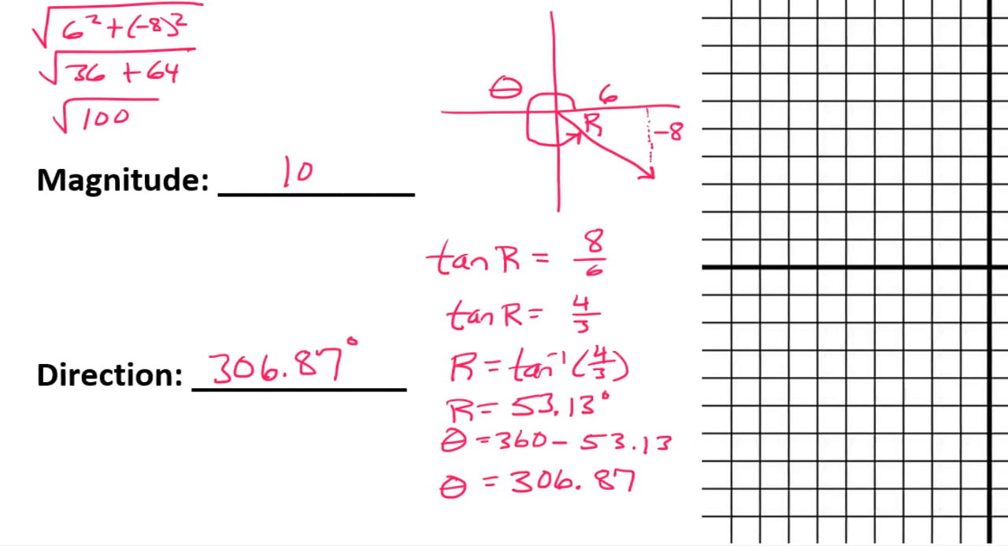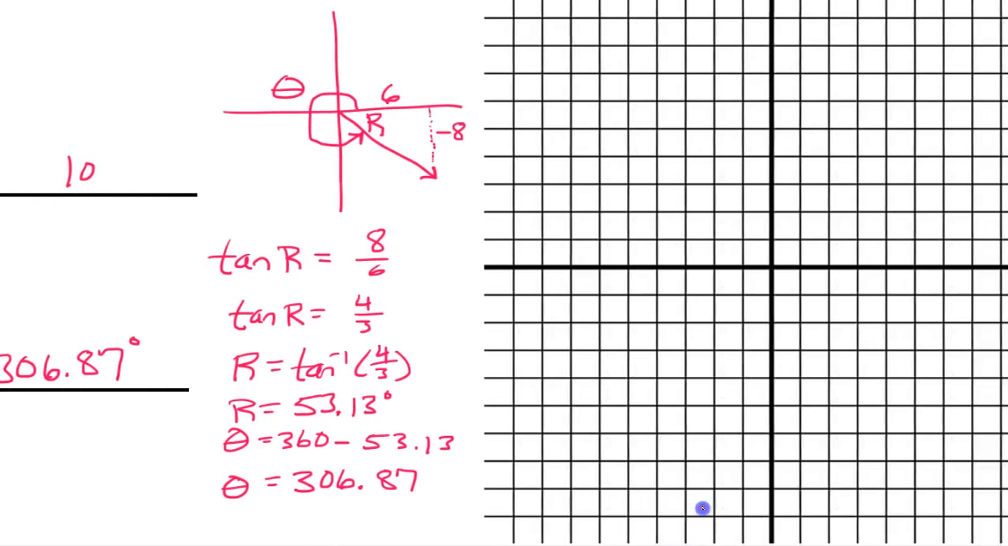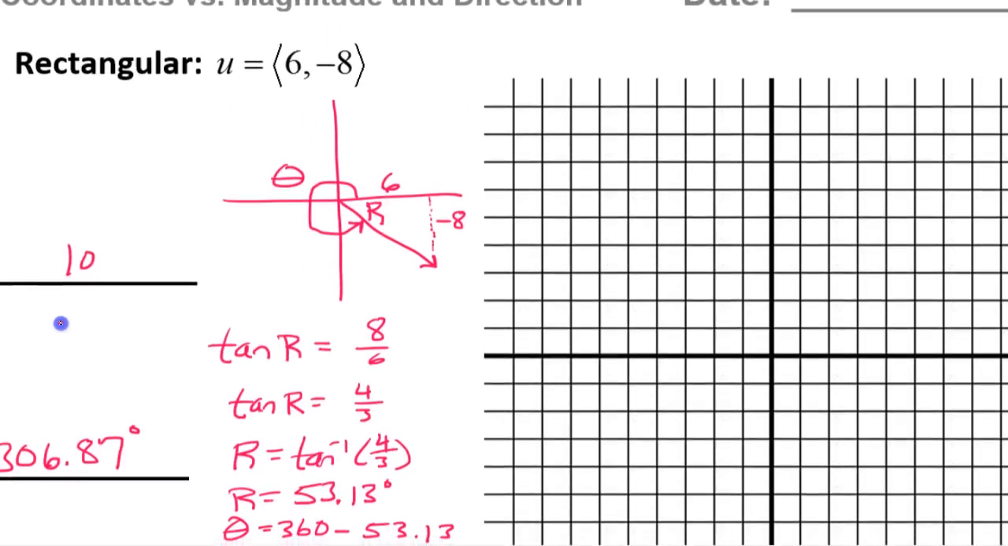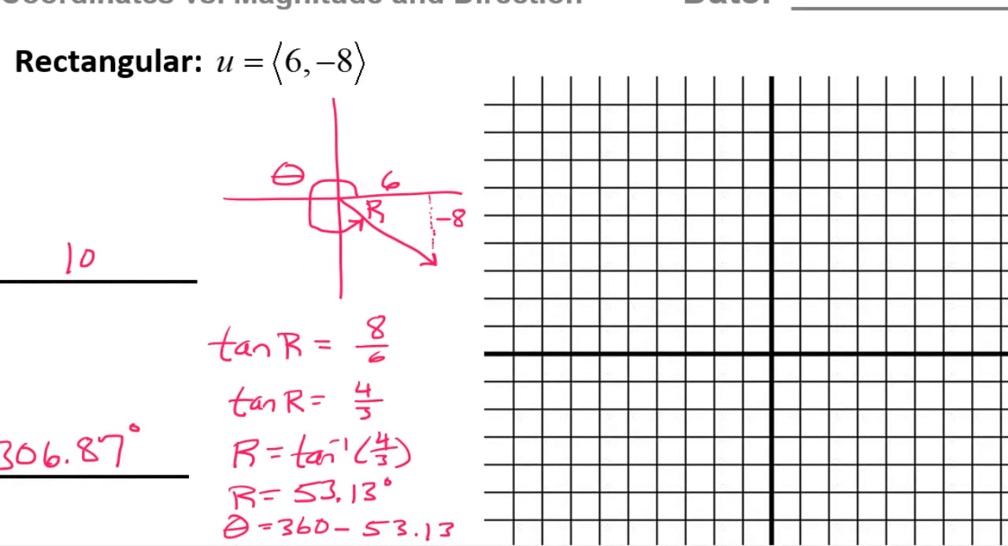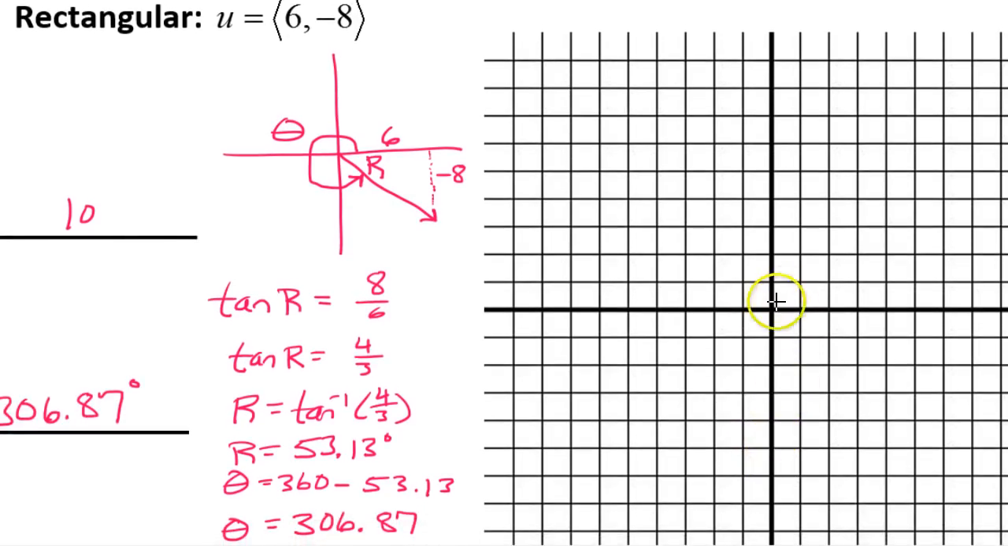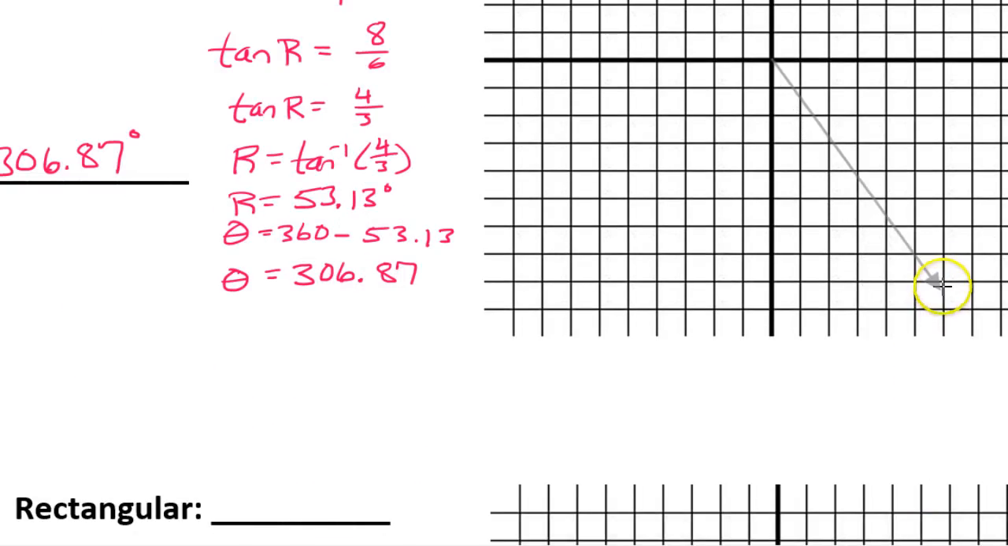Alright, let's go ahead and graph this vector using both methods. First of all, using the component form, right 6 and down 8 would look like this. Okay, right 6, down 8. Whoa! It had to move, didn't it? I think this is it right here.